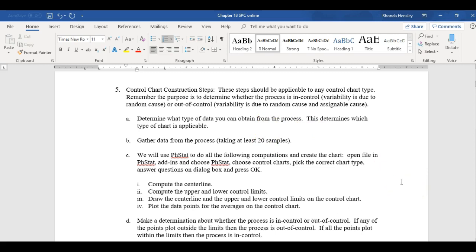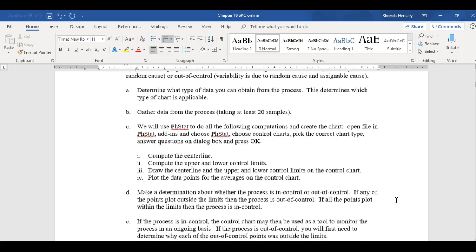We're going to use pH-stat to do all of our computations and create the chart. So you're going to open up pH-stat, then you're going to open up the raw data. You pick the correct chart type, answer the questions, and press OK, and bingo, it is going to create for you the center line, the upper and lower control limits. It'll do all of this for you and plot them. If you were doing this by hand without pH-stat, you would have to get a piece of graph paper and do all this plotting yourself and all the calculations by hand.